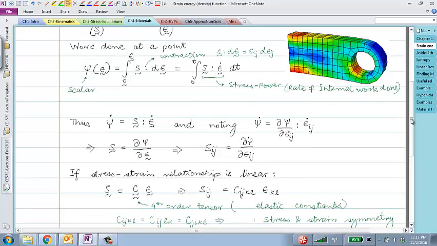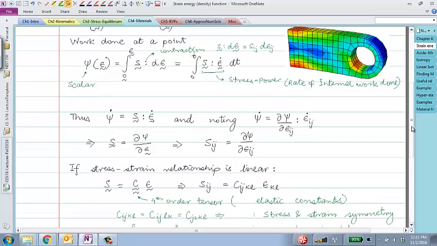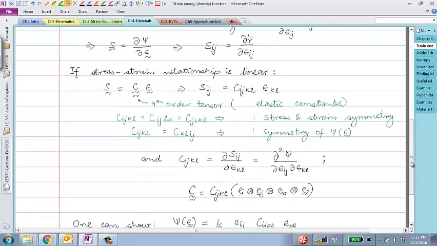I also want to point out a little bit of the consequences of this. Just like in the one-dimensional case, when we say that stress is a derivative of the strain energy density function, and the material model is linear, we were able to relate stress with strain with some constant, right? In three-dimensional cases, stress and strain are tensors, so what we need here is a fourth order tensor.